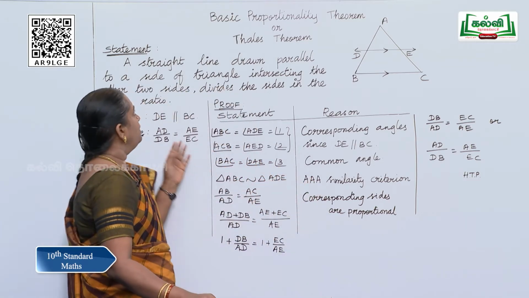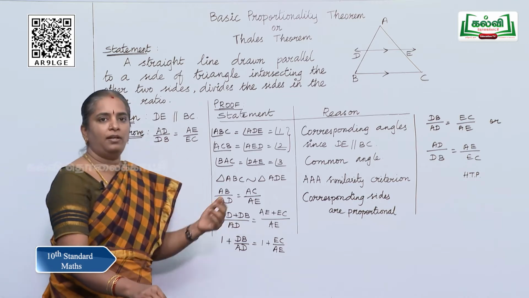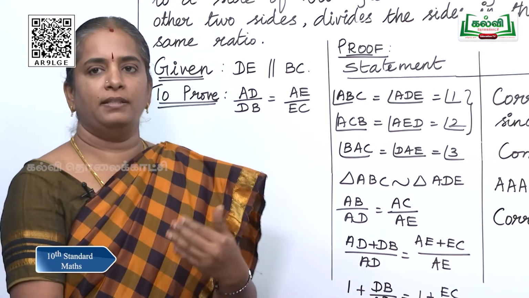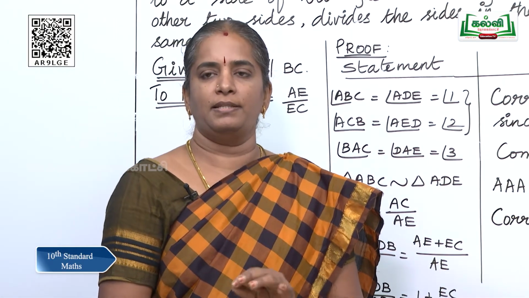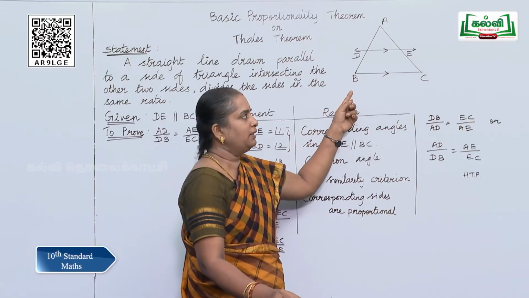Look at the statement. A straight line drawn parallel to a side of a triangle divides the other two sides in the same ratio is our theorem. Let us explain using the triangle.